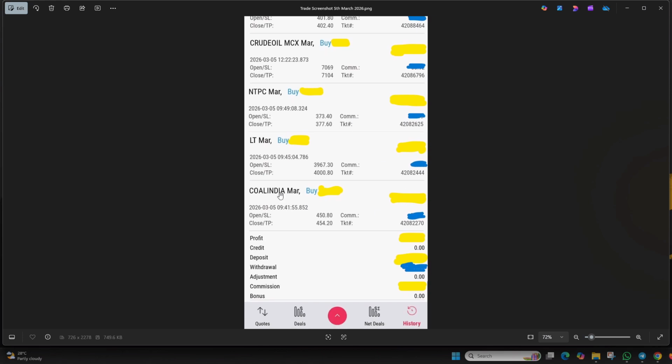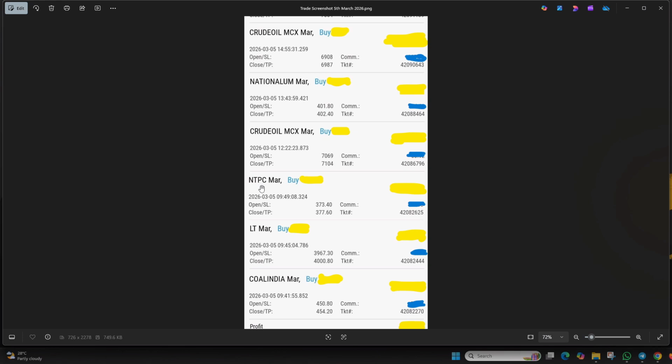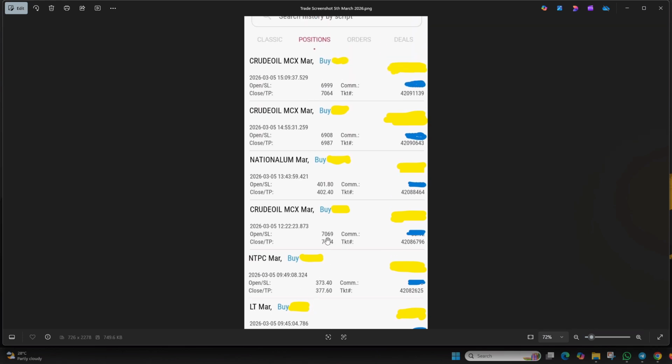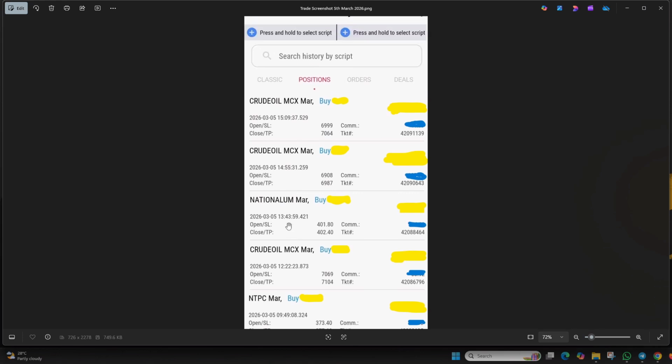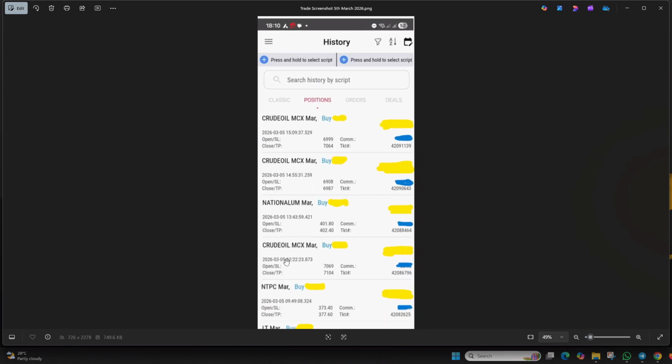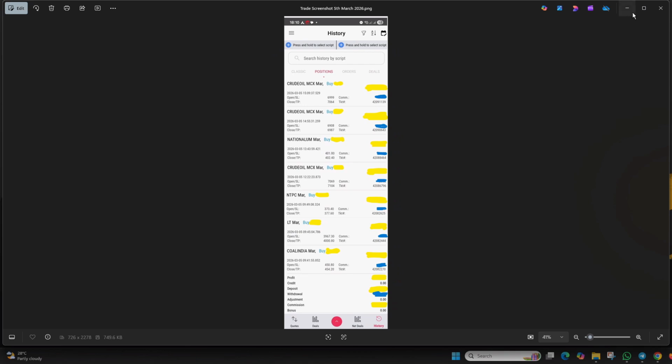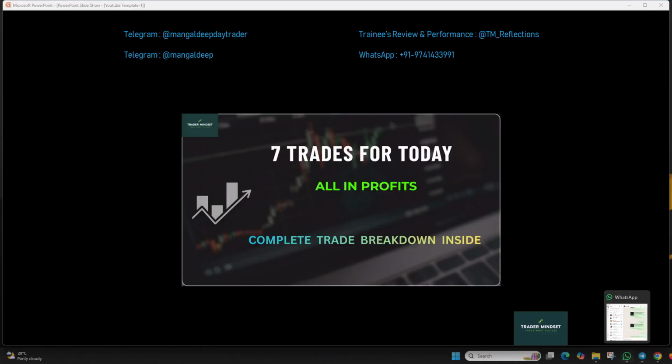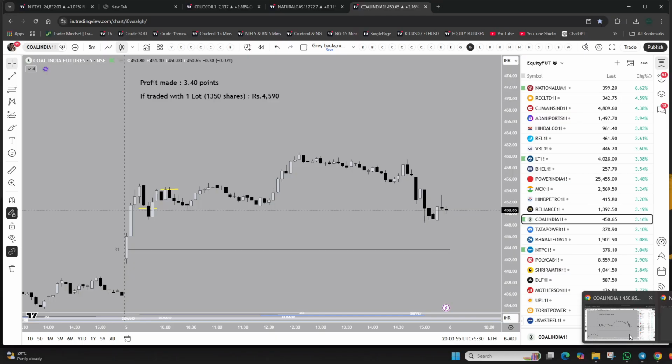So the Coal India futures was the first trade that I took up at 9:41. LT futures was the second trade that I took up at 9:45. Then I took up NTPC at 9:49. Then crude. Then Nalco, National Aluminium Company Limited. I took up the trade at around 13:43, that is 1:43 p.m. And then another 2 crude trades. So this is all about the trades that were taken. Now let's move on to the most important thing, that is the chart.